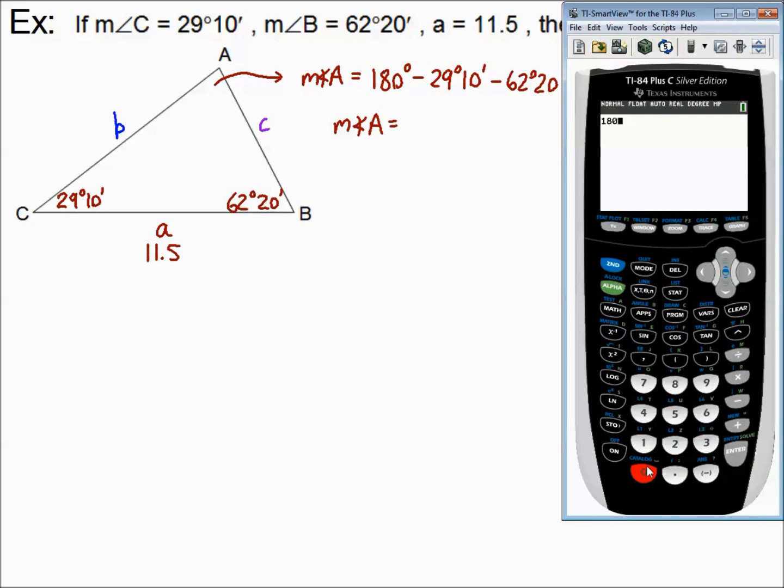180. I don't need the degree symbol if it's just degrees, but if it has degrees, minutes, and seconds, then I need to call up those symbols. So 29. Now I need to go to my angle, that's above the application button. Second angle gives me my degree symbol, and now I've got 10 minutes, so second angle, and that's the second one. I could push a 2 or I could push my arrow down and enter. So 29 degrees, 10 minutes. I'm also subtracting 62 degrees, so call up the degree symbol, and 20 minutes.